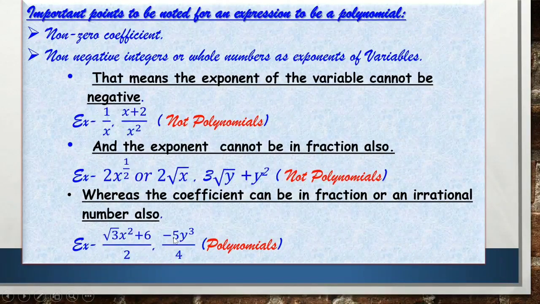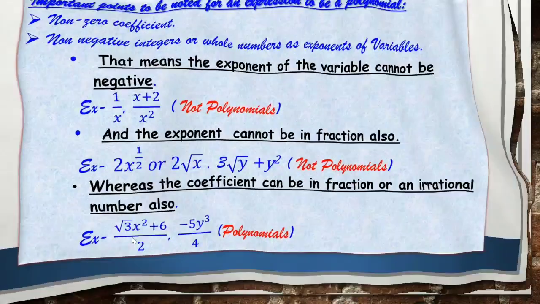Again, minus 5y cube: keep in mind that minus 5 is the coefficient of y cube. So this is also a polynomial, and the confusion should not be there. What we have learned is that the coefficient can be negative, the coefficient can be a fraction, but the power of the variable cannot be negative and cannot be a fraction. I hope you have understood well.